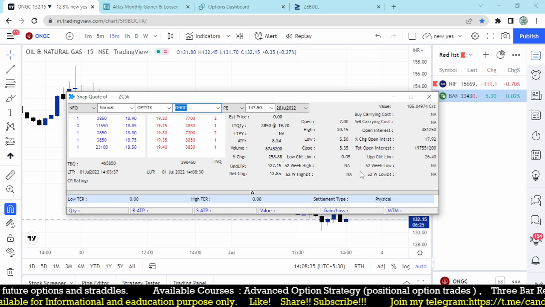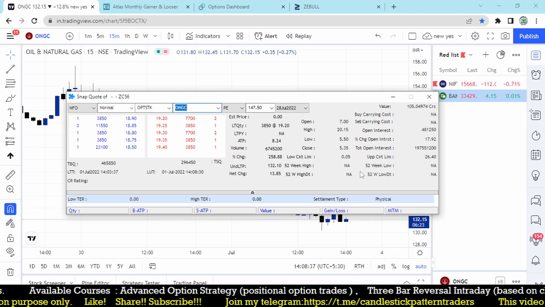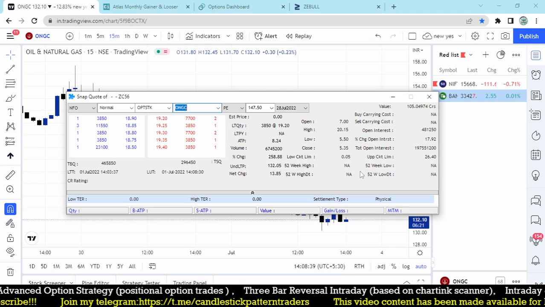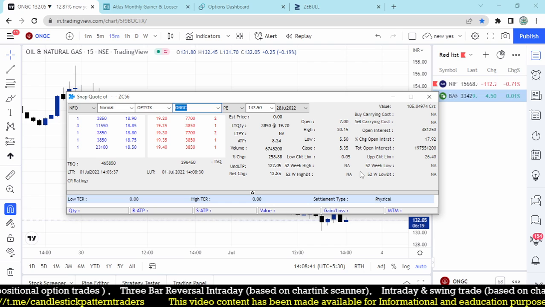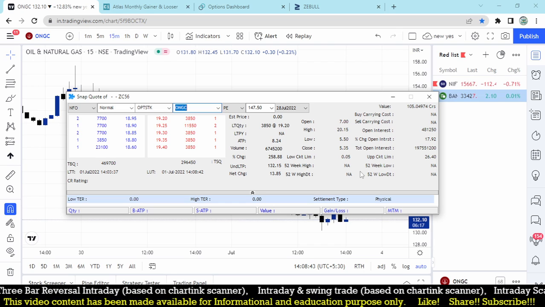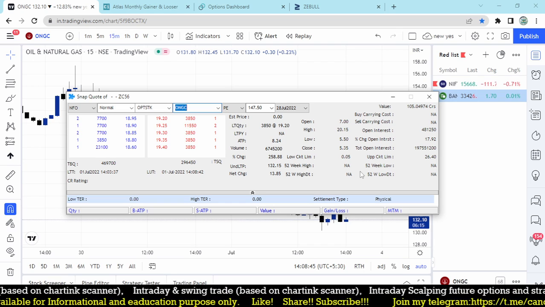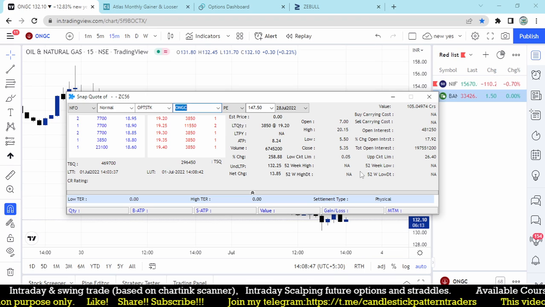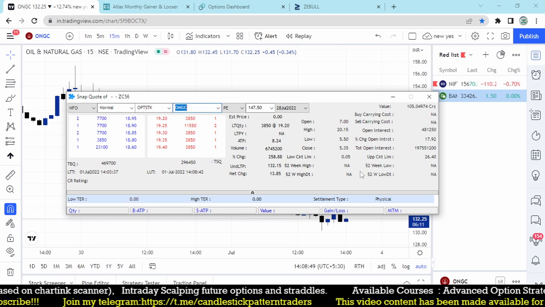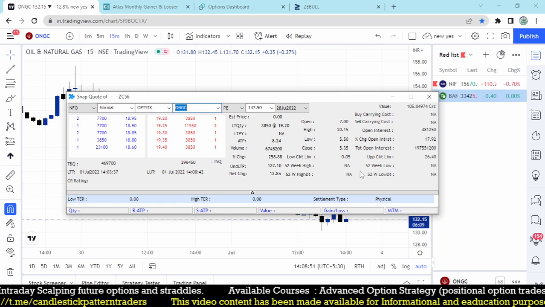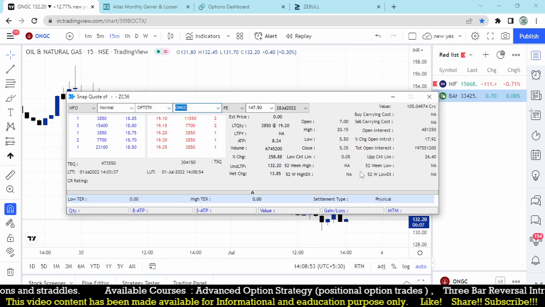We bought it around 7.7 in the morning. We exited nearby 9.7 to 10, and it went up to 20. Huge. I hope you understand how it works, but sometimes it can give you a huge benefit.